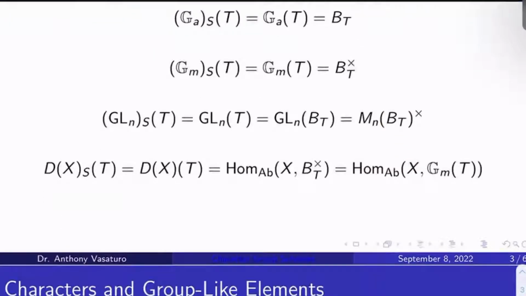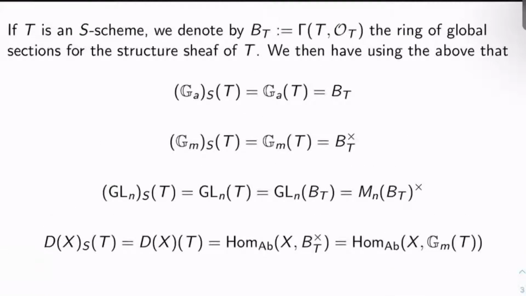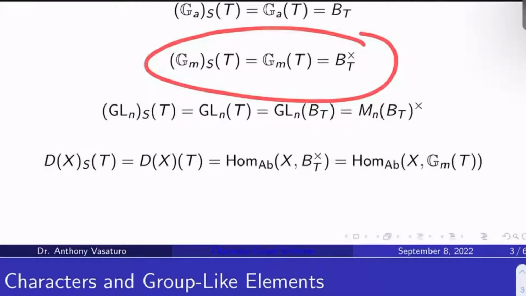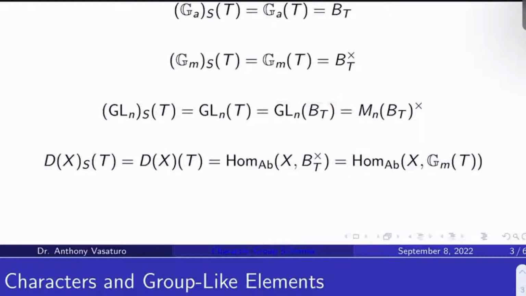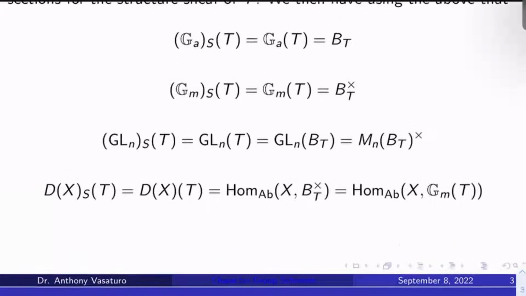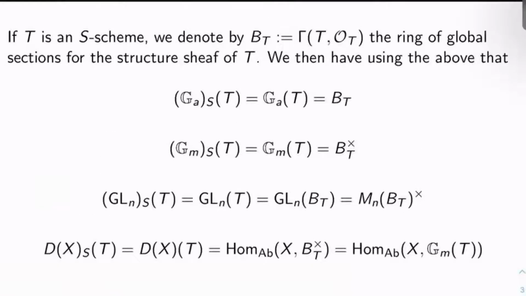And then finally we have, for example, D of X sub S of T is just D of X of T for the same reasons. And that's just the homomorphisms of abelian groups from X to B cross sub T. And by this discussion up here, that's just the set of all homomorphisms of abelian groups from X to G sub M of T. Essentially what I'm saying here is, we can get a handle on T points of base changes just by looking at the ring of global sections. That's really what's happening here.